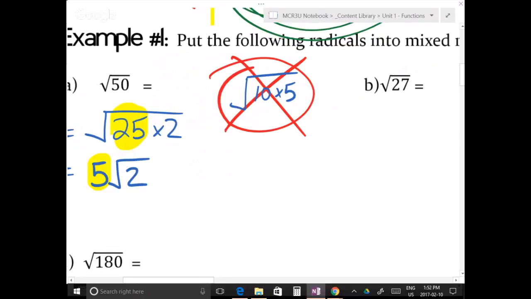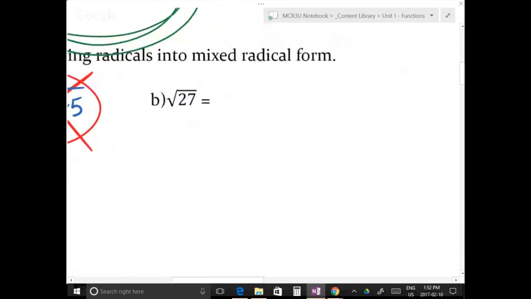Let's see if that takes us out. So what are the only factors that we can make work for 27? 9 and 3. Is there anything else? I mean, 27 and 1, I guess, would be the other one, but that doesn't really help us much. So this is like the square root of 9 times 3.